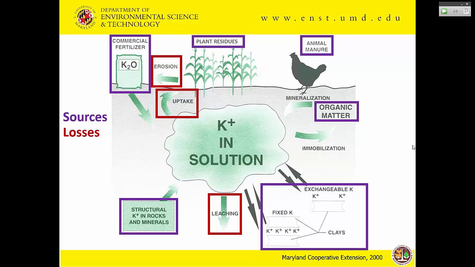Now, when we talk about losses, erosion, for example, is also a concern because potassium stays in the soil, and if the soil is moving, so will potassium. There could also be issues with potassium leaching. Then there's another pool which is also considered losses, what's called structural potassium. In this case, potassium gets into the rocks and minerals, and then it never comes back.